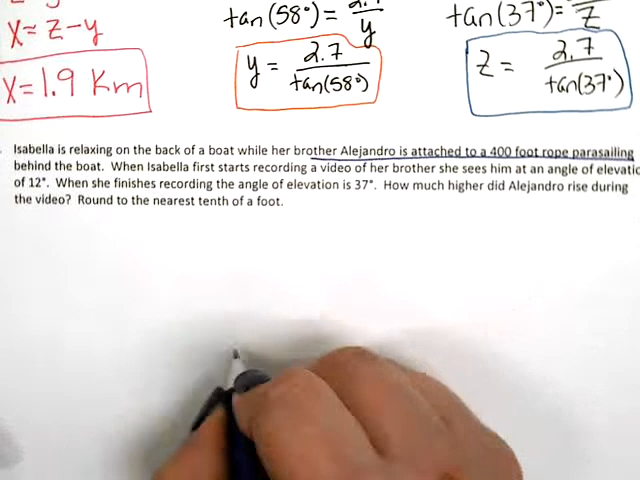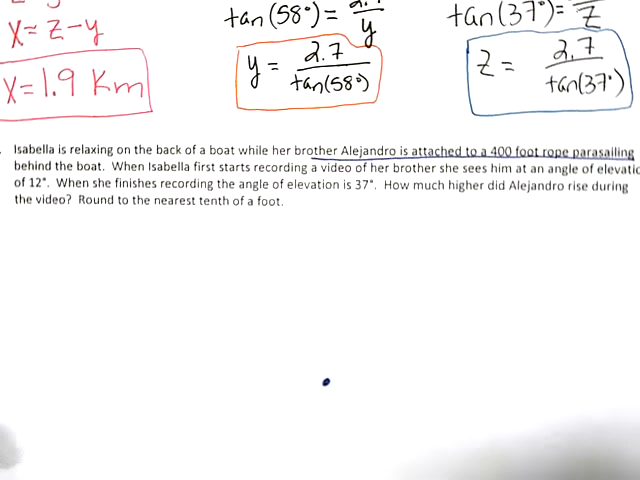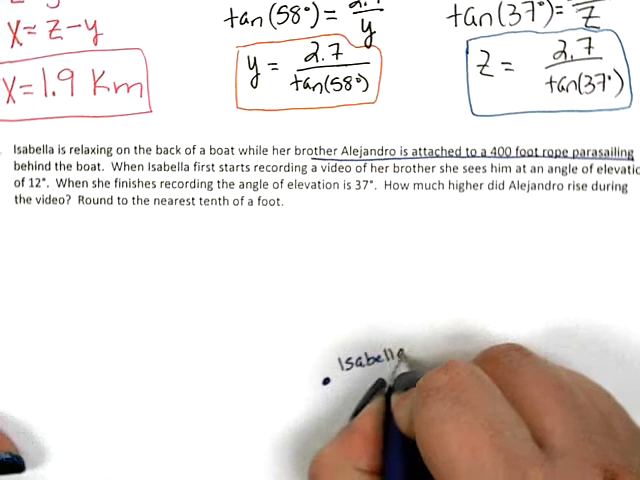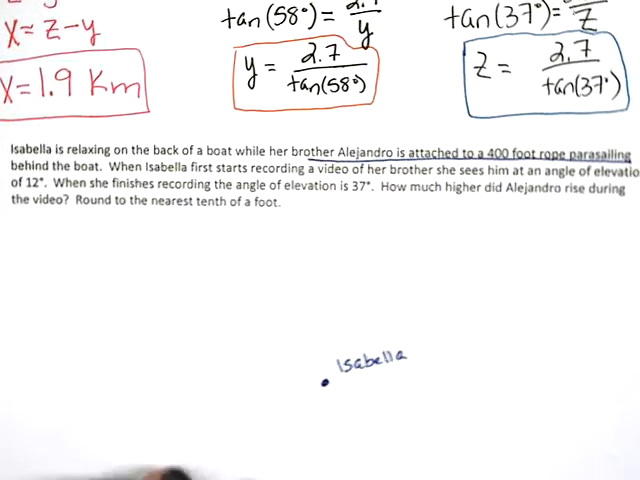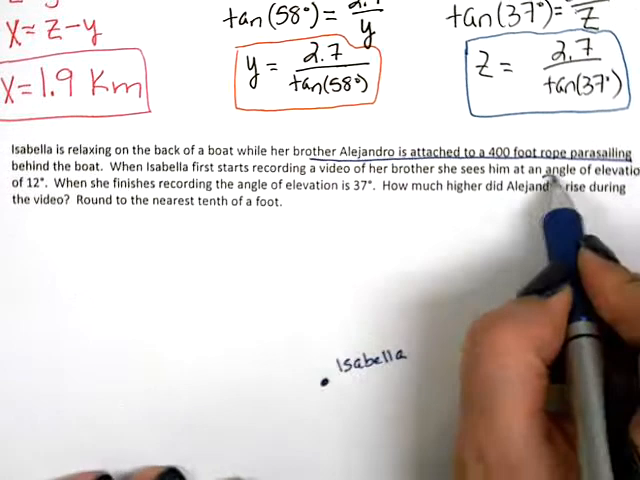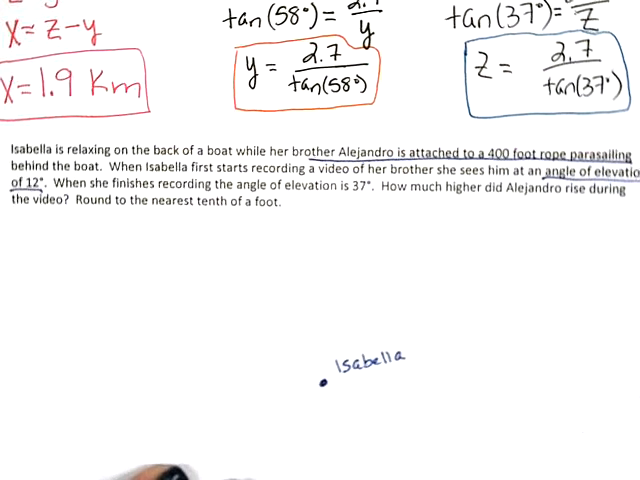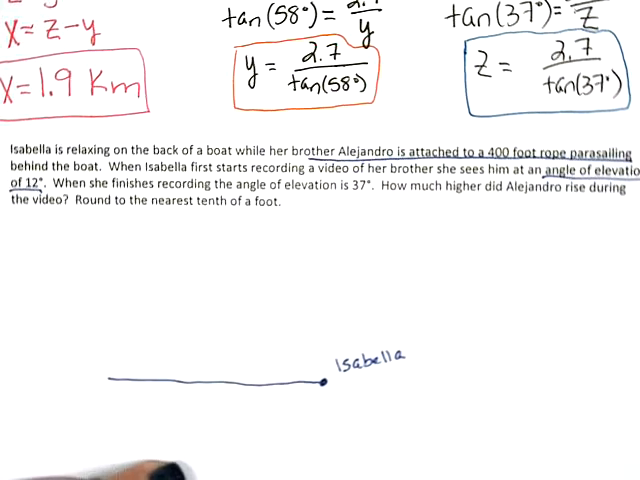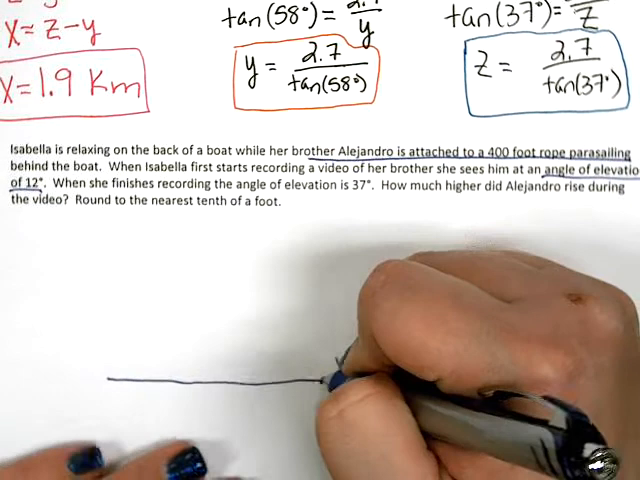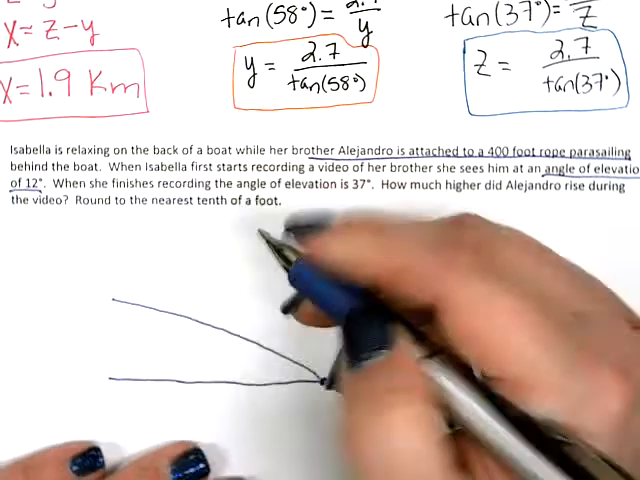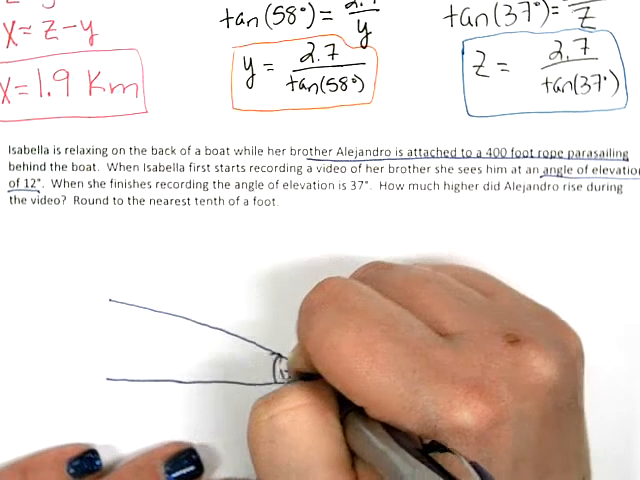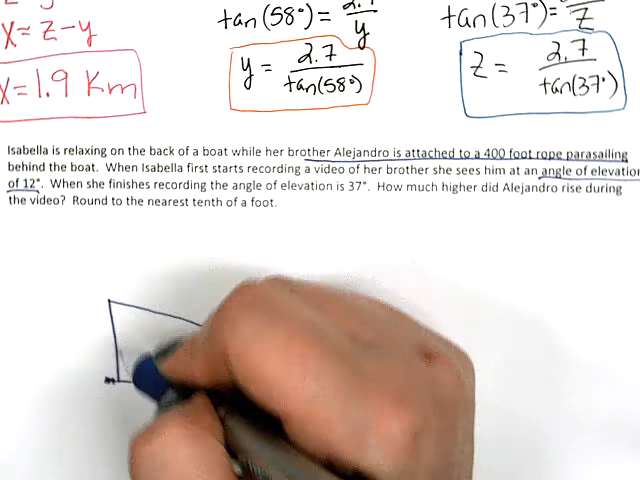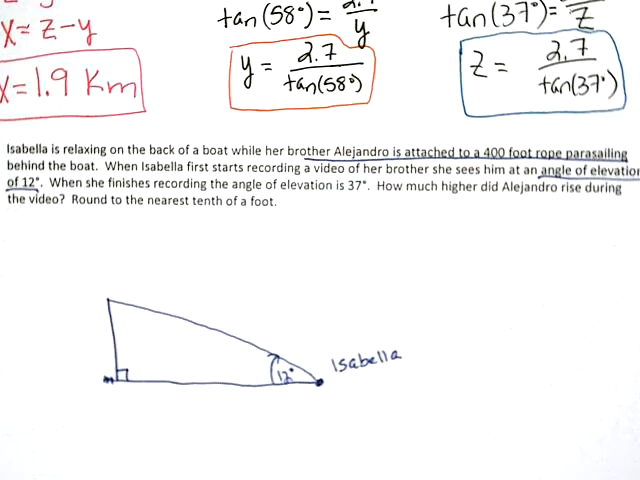So I'm going to say Isabella is over here on her boat. Okay? So this is Isabella. And when she first starts recording her brother, he's at an angle of elevation of 12 degrees, which means here's the water, right? Isabella's boat is on the water. And she's looking up at him at an angle of elevation of 12 degrees. Which means her brother starts out, and I drew this part a little bit too far, sorry, but her brother starts out at some distance right there.